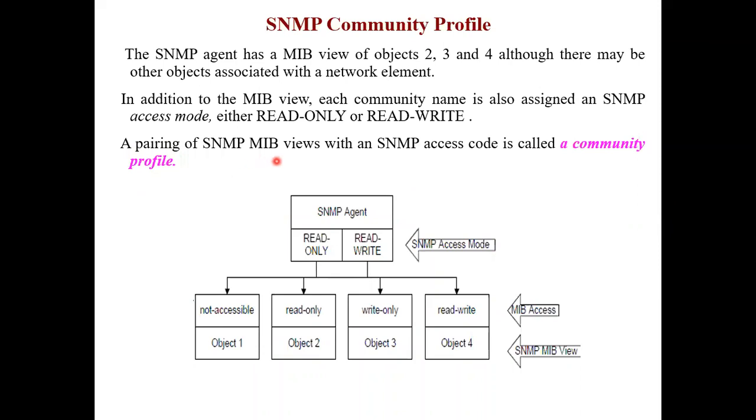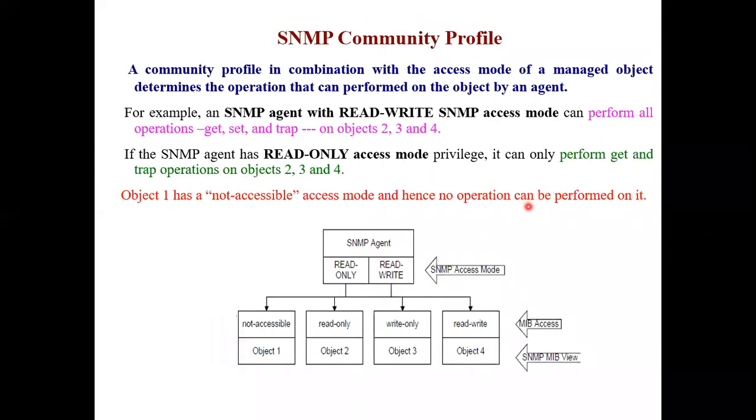A pairing of SNMP MIB view, this whole SNMP MIB view of some of the objects, with an SNMP access code is called the community profile, and only if the profile matches can I transfer the data. Now continuing with the SNMP community profile.